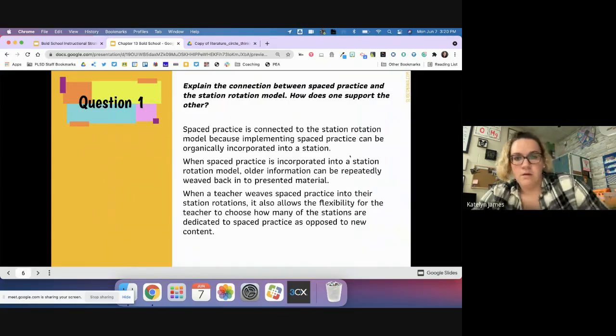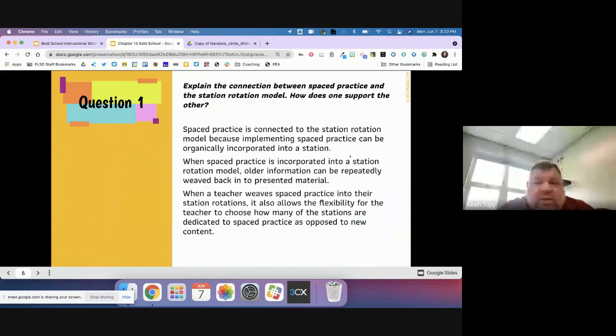You want to go ahead, Kevin? Right. So the connection between spaced practice and station rotation, how they support each other, basically it connects because spaced practice is going to probably be done more independently during a station. So when it's tied into that, you can weave back into it with them doing it independently rather than it taking up a lot of your instructional time. It also allows you to choose how many of your stations each day or week or however you set that up are dedicated to that practice as opposed to working with them on new content.